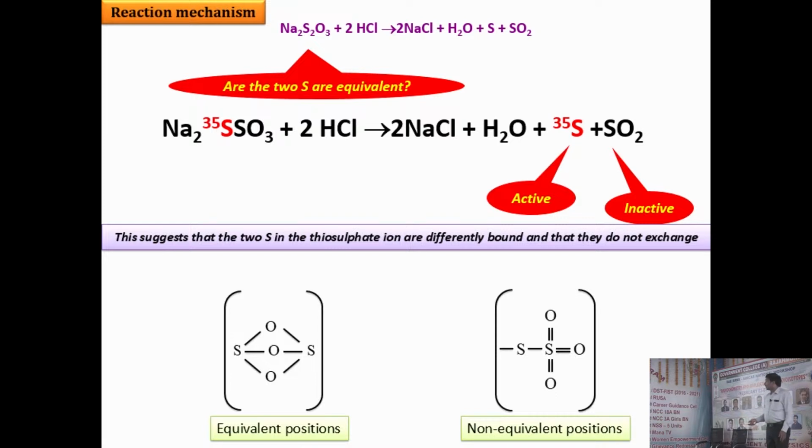That means if it is an equivalent position, it should be like this, and a non-equivalent position should be like this. Because we got only one type of sulfur labelled in this case, that means both the sulfurs are not equivalent. The bisulfite structure should be like this. If you want to identify this type of mechanism, radiotracers are one of the best techniques to identify this type of problem.